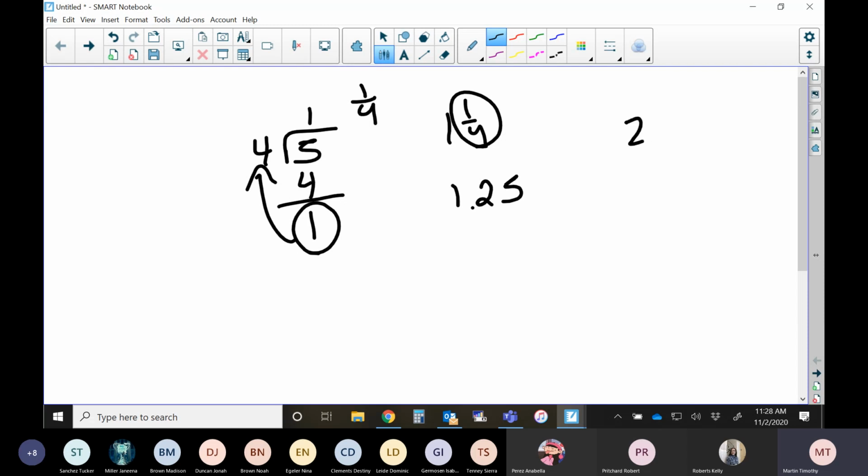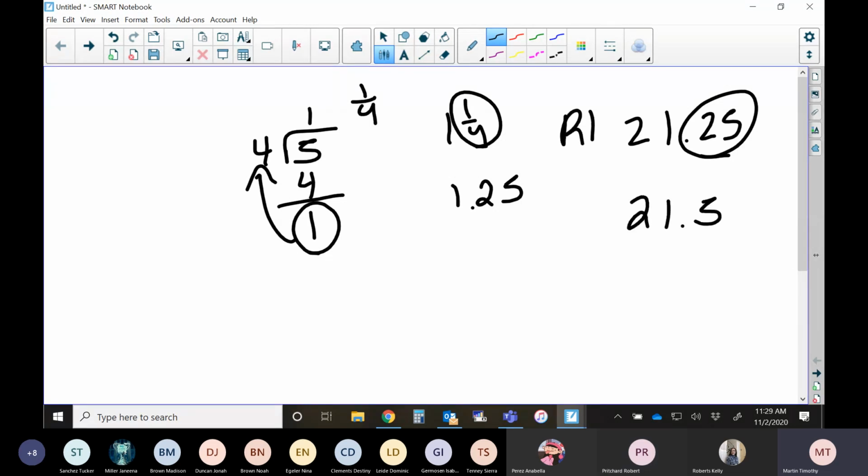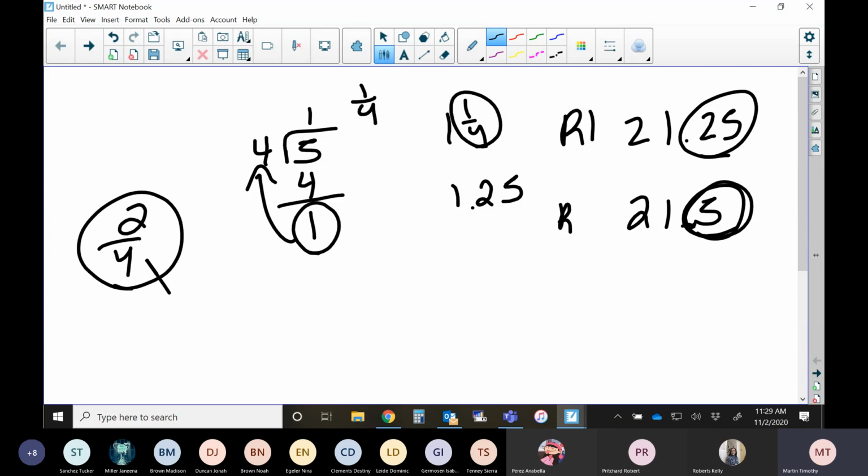So if I get an answer and it's 21.25, what do I know the remainder was? 1. Right, that's got to be a remainder 1. If I got an answer of 21.5, what do I know? Because of the 0.5, what do I know my remainder had to be? 1? No, 2. Why? Remember, 0.5 would mean that there was 2 divided by 4, which when I take 2 and divide it by 4, that's how I get that decimal. Are you guys understanding what I'm talking about here? Yeah.